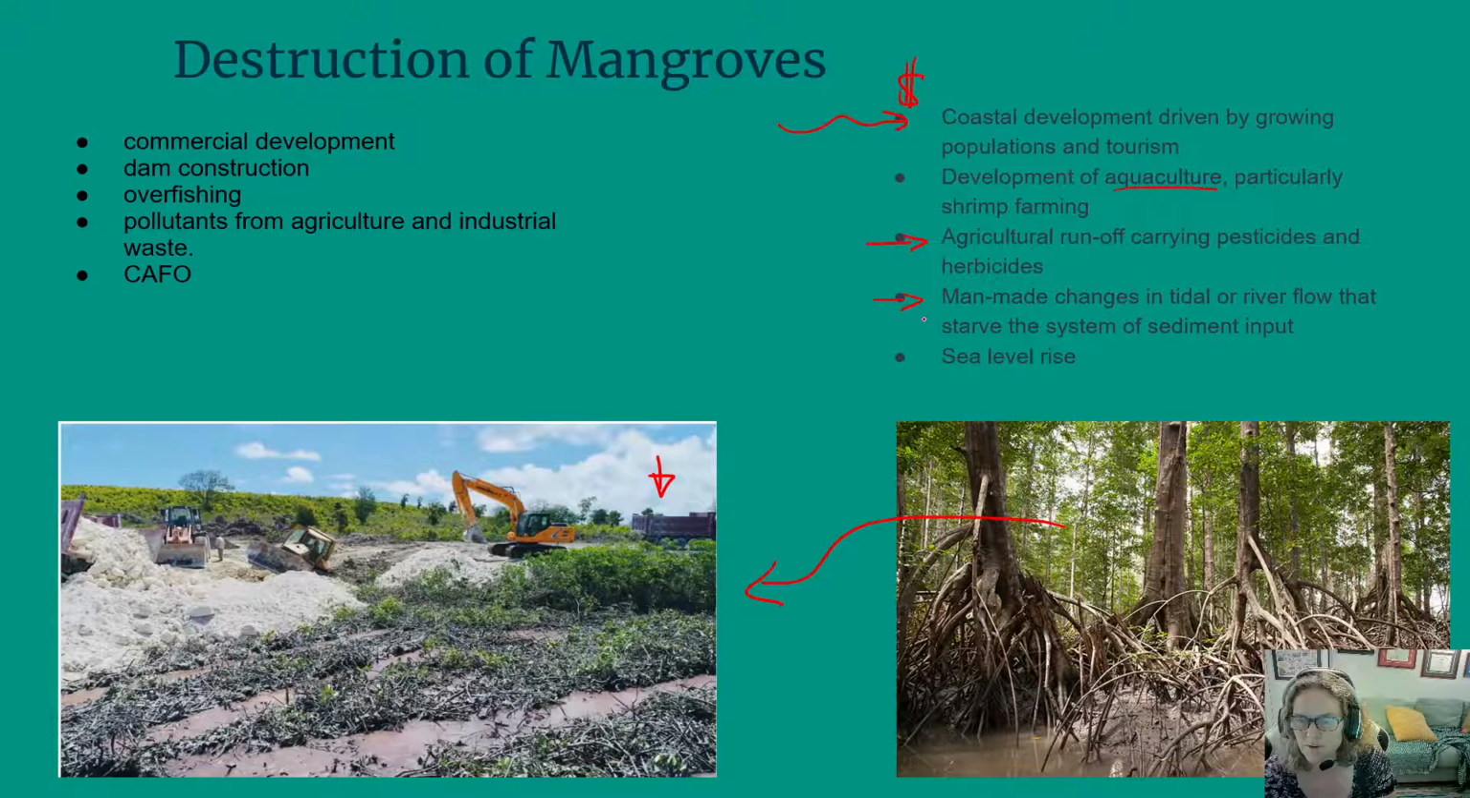Man-made changes in the way that the tides flow or the rivers go can starve the system of input that it needs, and if the sea level rises, that can start drowning these plants, and then they're going to start dying. So there's a lot of stuff going on, mostly from man.